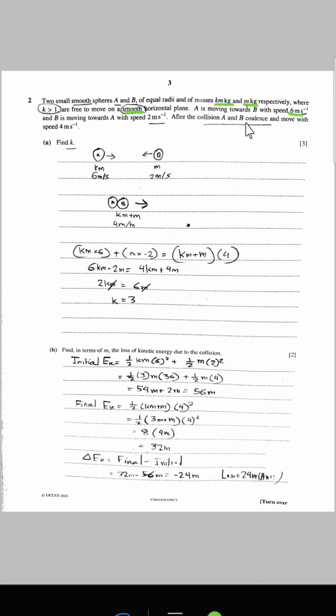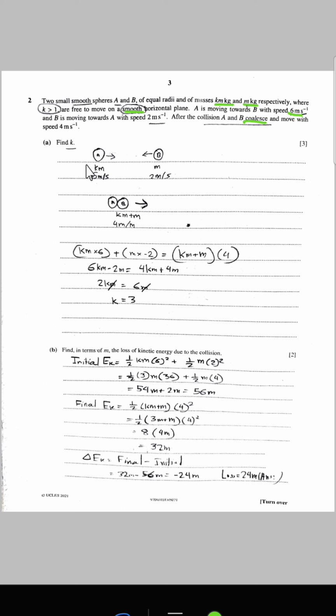After the collision, A and B coalesce. That means they stick together. That means their combined mass is now km plus m kg, and they move with a speed of 4 meters per second. So they move with a speed of 4, as we can see that A has a greater mass than B.